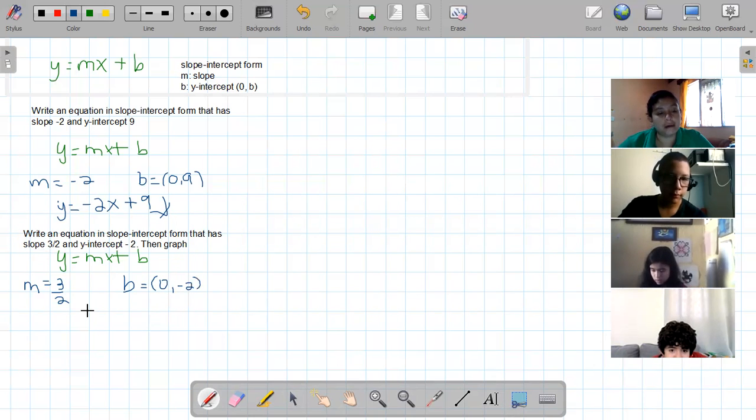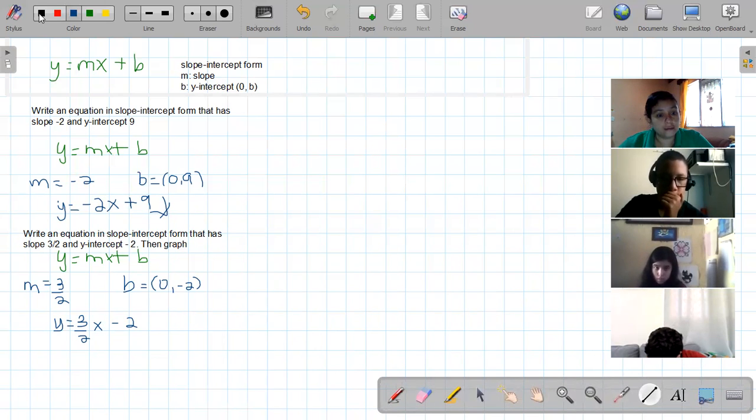Very good. Let's write the equation. So y is equal to 3/2 x minus 2. We keep the sign of the intercept. Even though my equation is positive, we keep the sign of our intercept. Now we are going to graph.